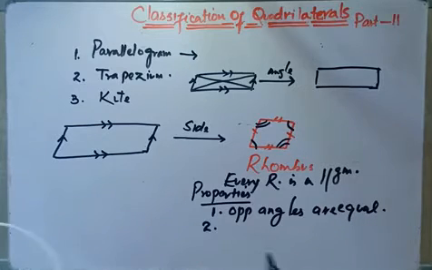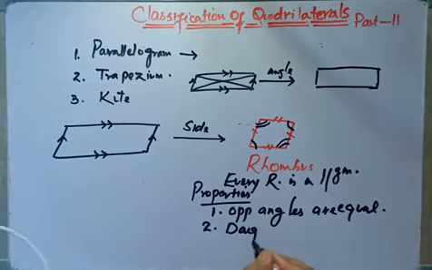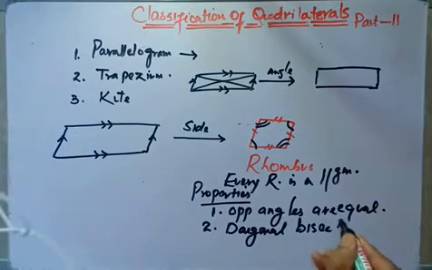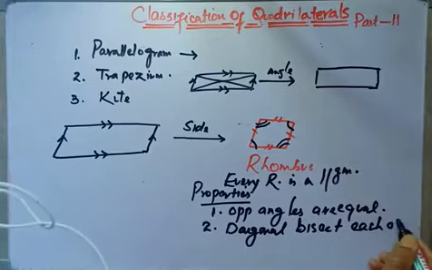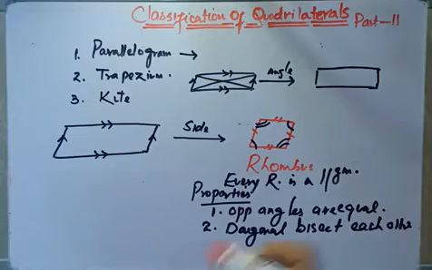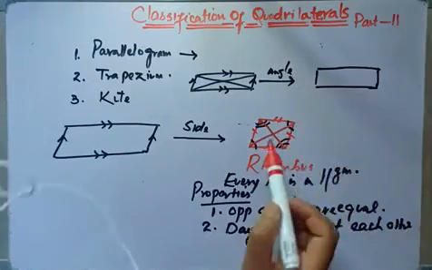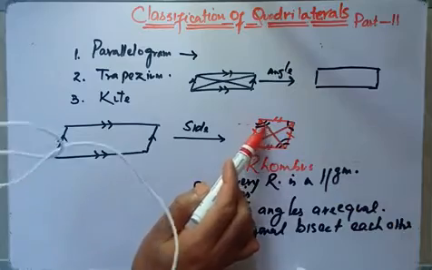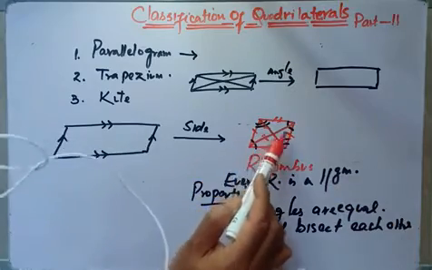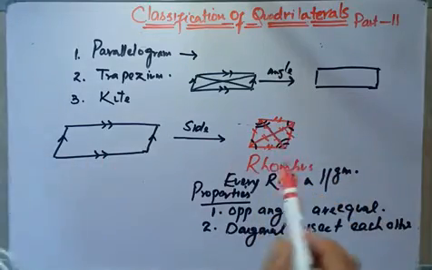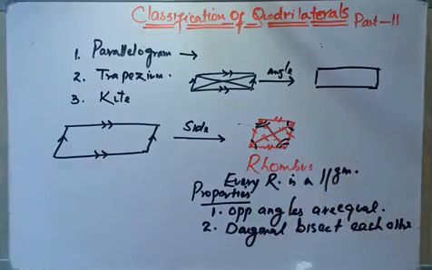And number second, observe its diagonals. Diagonals bisect each other. Let me draw the diagonals here. This is diagonal 1, this is diagonal 2. If you observe this carefully, you can see this part of the diagonal is equal to this part, and this part of the diagonal is equal to this part. So although the diagonals are not equal, just like the parallelogram, the diagonals bisect each other. This is another property of this type of quadrilateral, what is called a rhombus.